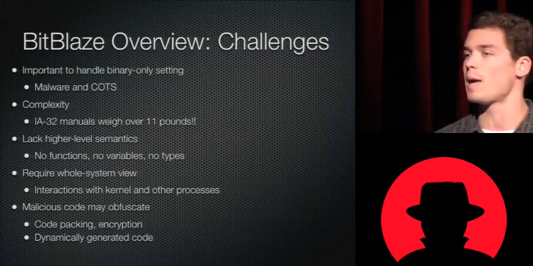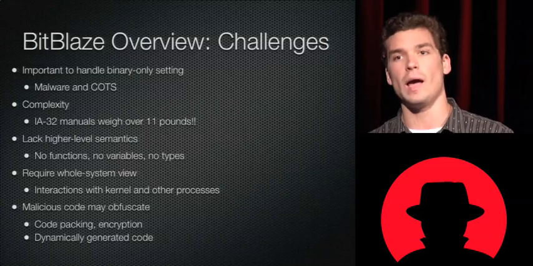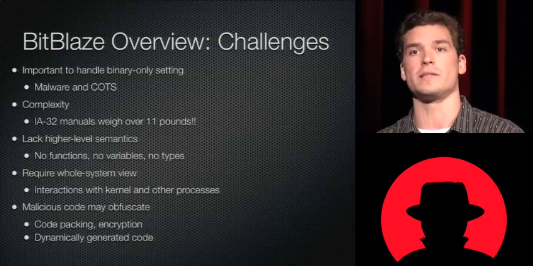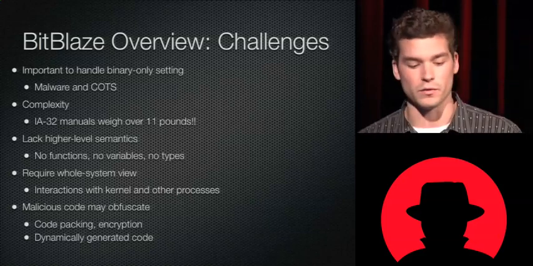So as a specific example, the function abstraction doesn't really exist at all at the binary level. I mean, we can have call instructions, but I could call any arbitrary address, right? That doesn't tell me anything about where function boundaries are. And so we need to be able to deal with this.